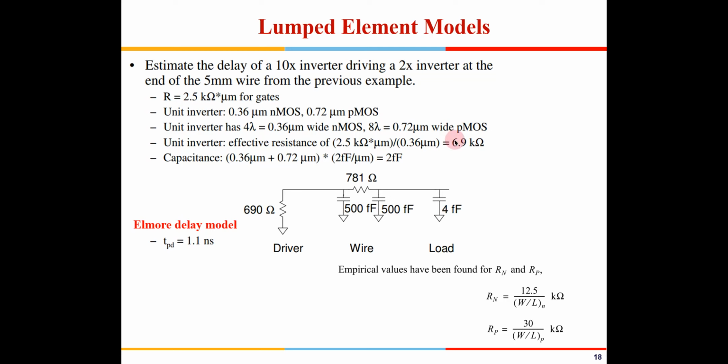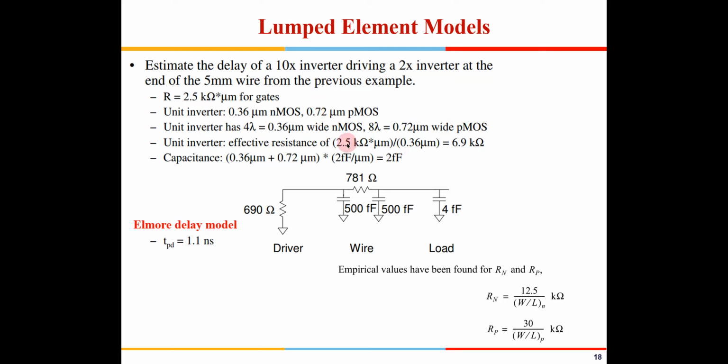This is the value they have given, per micrometer. 2.5 kilo ohm is per micrometer of the width, and it has been defined here, so they have divided it by the width. That is why we are doing it. Generally, empirically, this is the formula used for most technologies: 2.5 kilo ohm for NMOS divided by W by L, and you get the values of Rn and Rp. This is for NMOS, and for PMOS, obviously, this 2.5 will be 5, and hence 0.72 has been used.